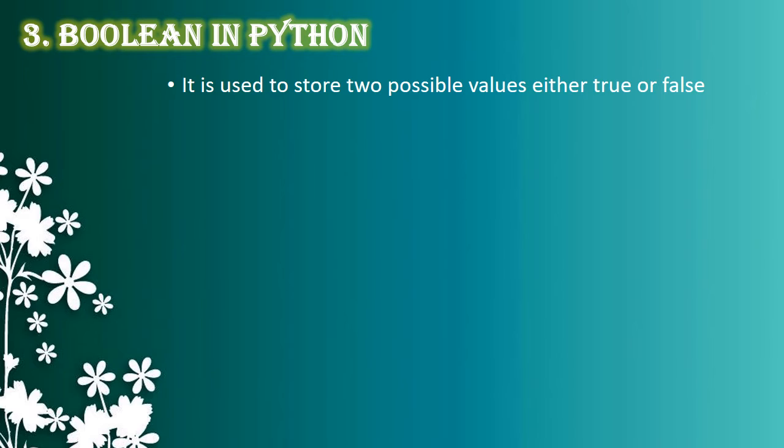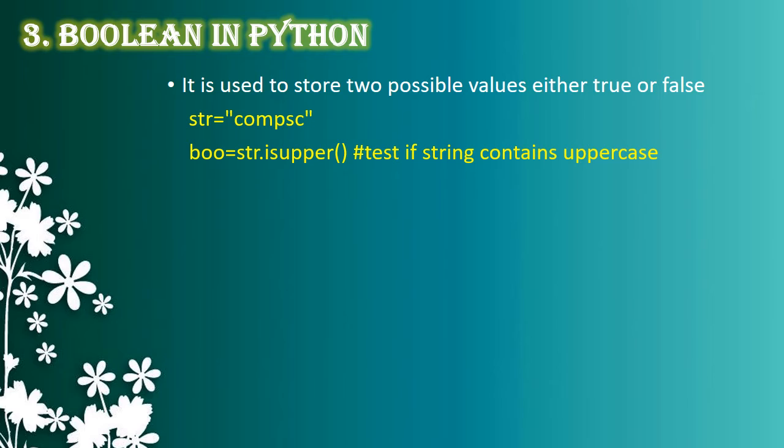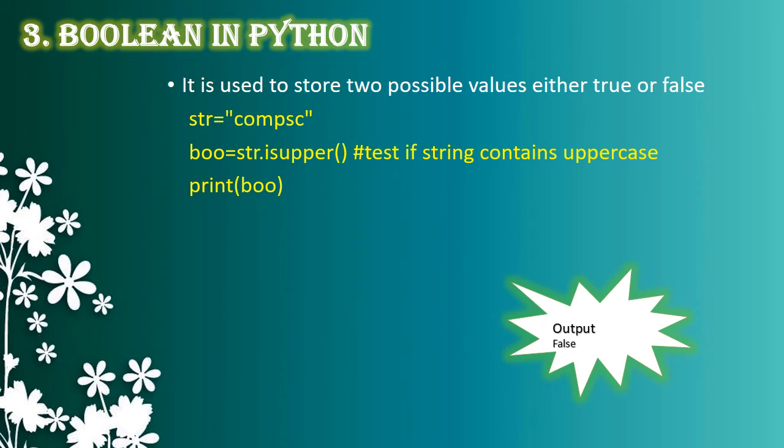And next, boolean is used to store two possible values, either true or false. See here, str is assigned to signs, and the bool variable holds the value of isupper. We are checking whether that str is upper or not. It returns either true or false. If it is upper, it returns true, otherwise it returns false. That is assigned to the variable bool. Here the value is in small letters, so it's not upper, so it returns false. It is assigned to the variable bool and printed.